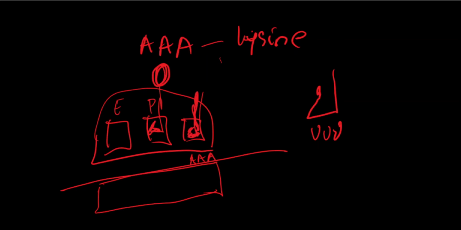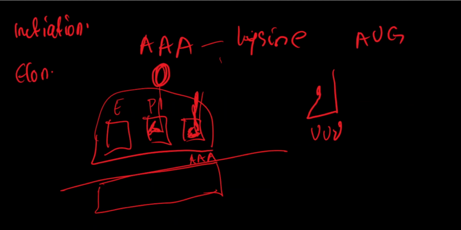So now we're done with initiation, and initiation starts with the initiating codon, which is AUG. Now we're going on to elongation, which is the next step of translation. So we have lysine there.